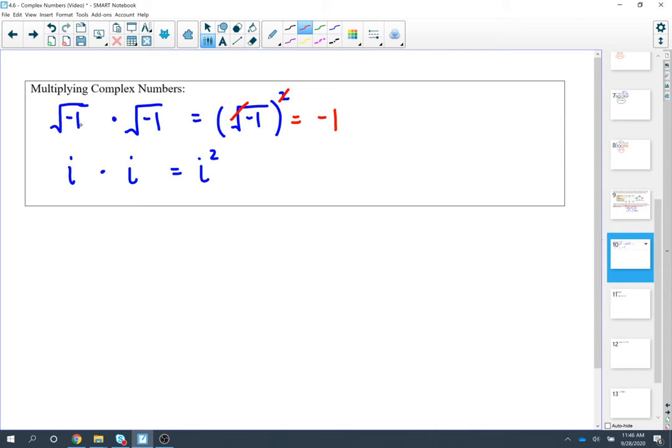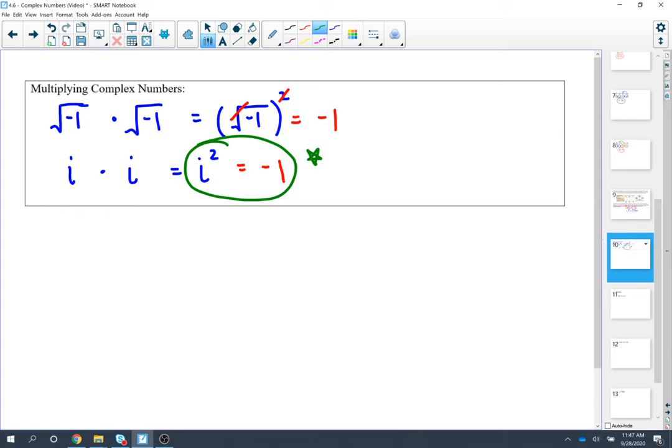Isn't this the same as this, and this the same as this? So really what we're saying here is i squared equals -1. This is the big takeaway. This is the thing you have to circle. This is the thing you have to memorize.